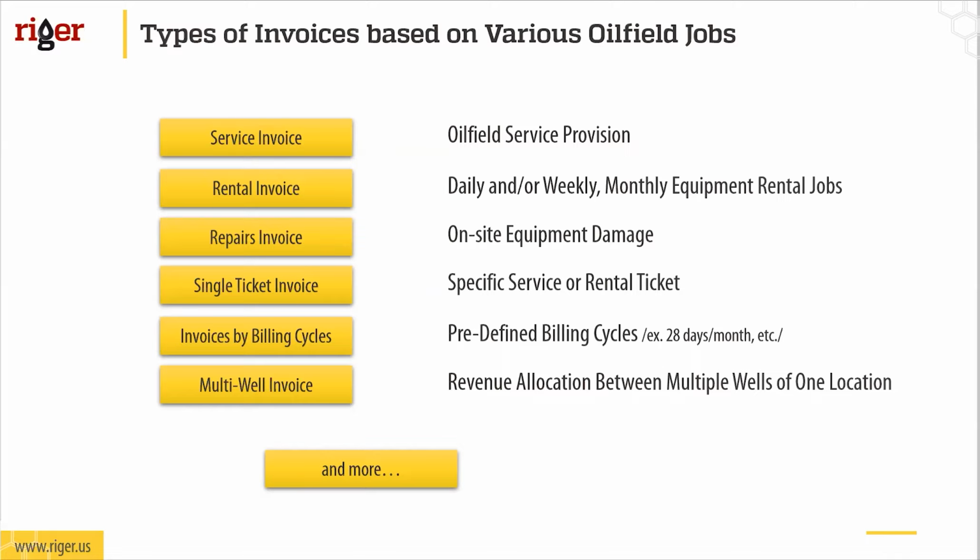So service invoice first. It would be probably the most simplest, and it will be used for oil field service provision. In cases where your jobs do not include rental equipment, you just do a field ticket. Based on that field ticket, we will generate the service invoice. We can also have the rental invoice, obviously, for rental equipment and service invoice, service provision, and also consumables that can be included within the job inside the tickets.